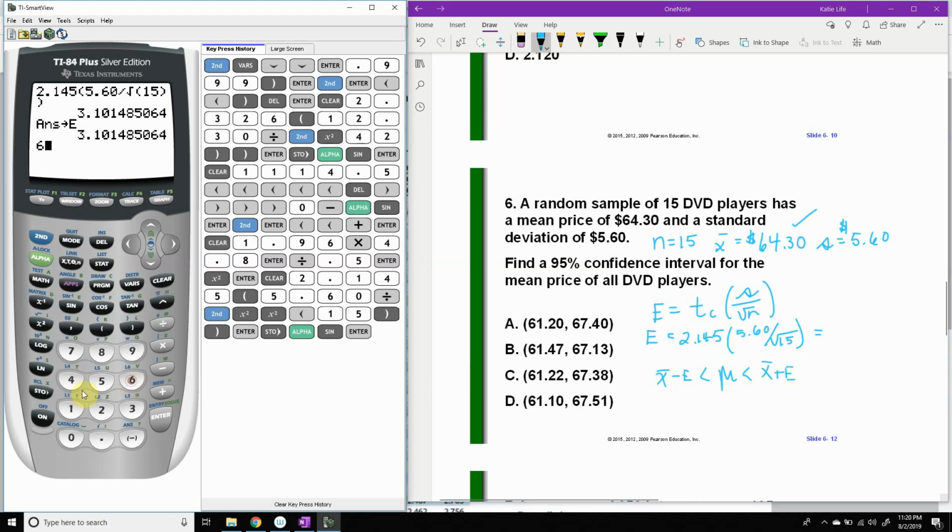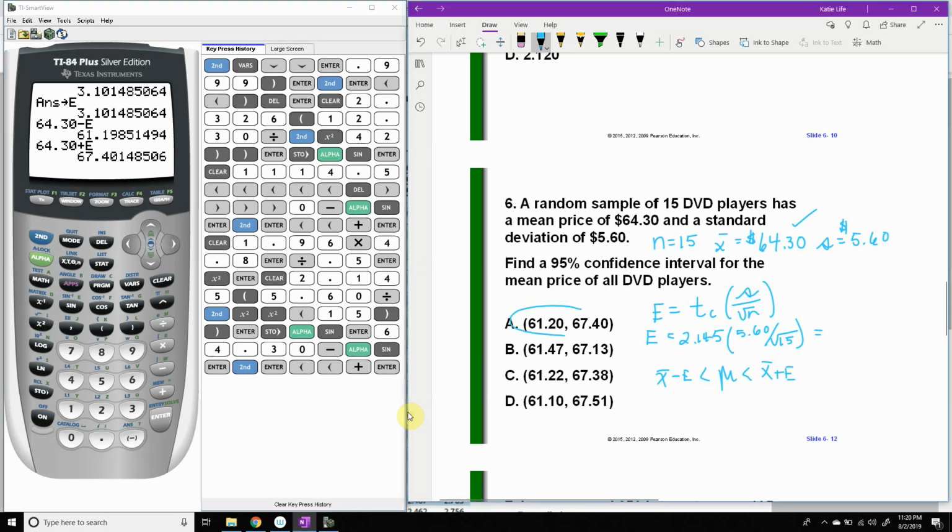So 64.30 minus our error will give us a lower bound of about $61.20. And we'll do this again, but this time adding the error, $67.40. So it's looking like A is our answer there.